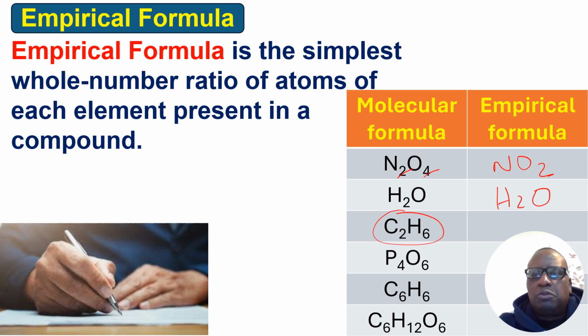What's the name of this molecule here? You might have learned it before. It's ethane. We can divide by 2, so it becomes CH3. We can divide by 2, so it becomes P2O3. We can divide by 2. This is CH. So empirical formula is the simplest whole number ratio.